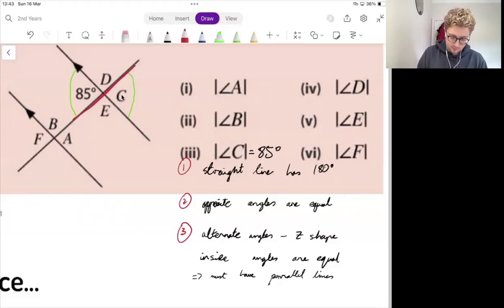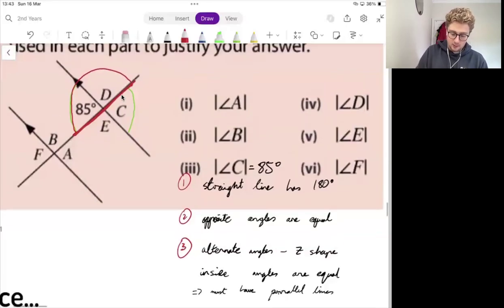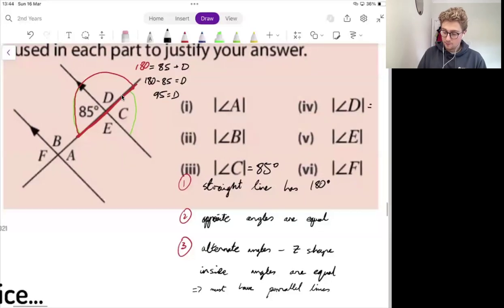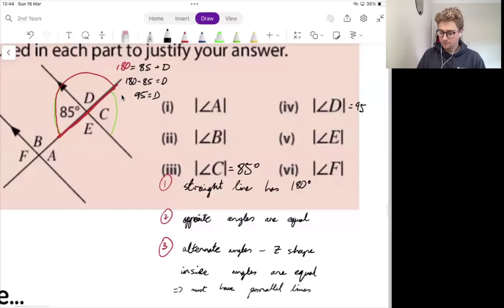This is a straight line. A straight line has, you're sick of hearing me say it, 180 degrees. So 180 degrees is made up of two parts. It's made up of 85 degrees and D, the angle D. So bring across that 85, make it a minus, and I'll have 180 minus 85 is equal to D. So 95 is equal to D. Okay, so I can say then that the angle D is 95 degrees.